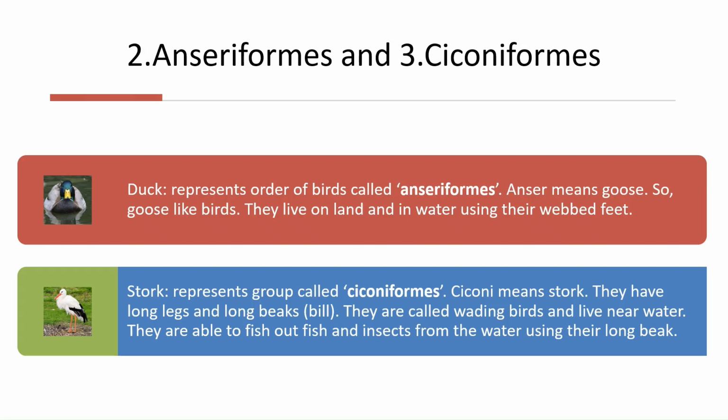Anseriformes and Ciconiiformes. The duck represents the order of birds called Anseriformes. Anser means goose, so goose-like birds. They live on land and in water using their webbed feet. The stork represents the group called Ciconiiformes. Ciconi means stork. They have long legs and long beaks, that is bill. They are called wading birds and live near water. They are able to fish out fish and insects from the water using their long beak.